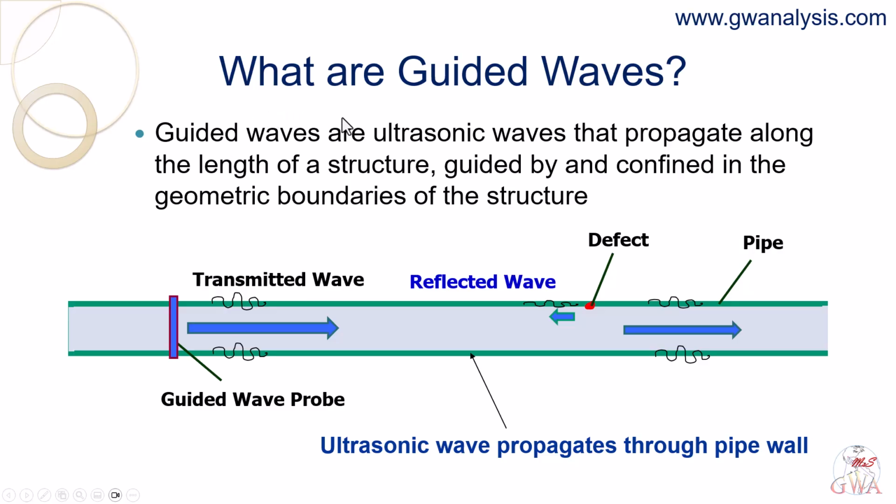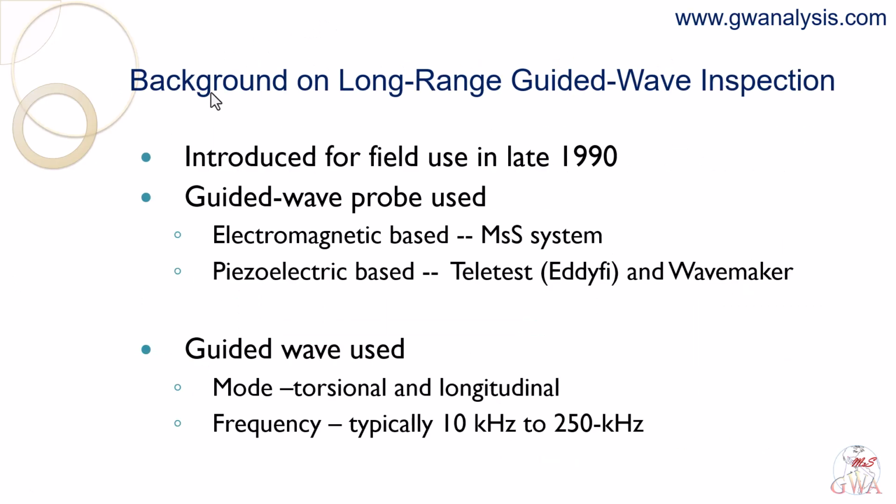This schematic drawing shows the guide wave propagation in the pipe wall. Guide waves are ultrasonic waves that propagate along the length of a structure, guided by and confined in the geometric boundaries of the structure. The ultrasonic wave exists in medium and material, such as a pipe wall. Once it is generated, it propagates through the pipe wall. If there is an anomaly in the pipe wall, some of the waves will be reflected.